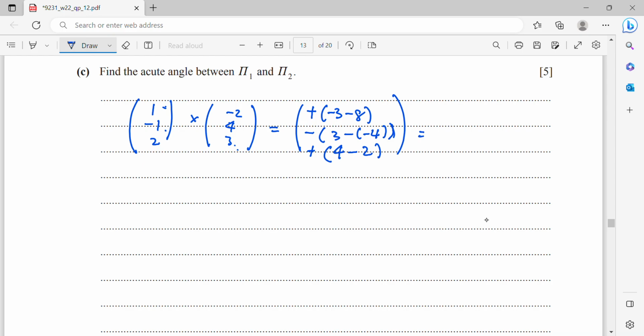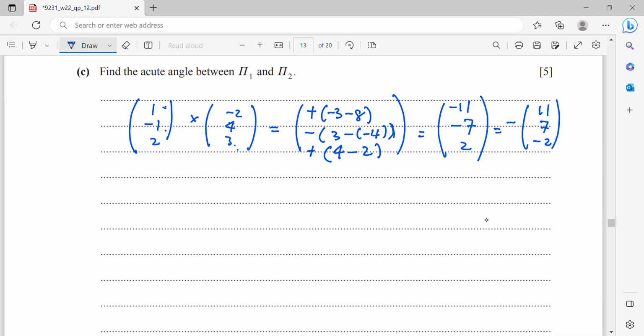So from here, I will get minus 11. Then 3 plus 4, 7. So minus 7. And then here is 2. Right. Now, you may factorize negative, because the two terms are negative. Otherwise, you can just leave it. So I may factorize negative. Then I will use 11, 7, and minus 2 to calculate.